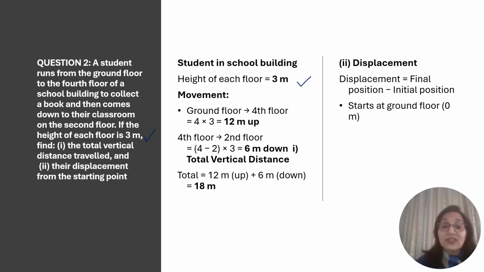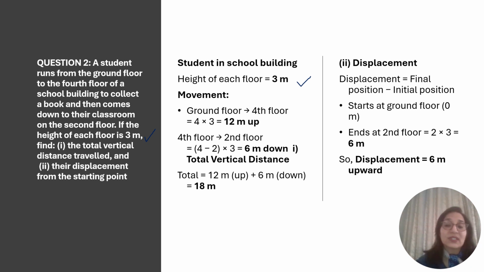So he starts at the ground floor, right? 0 meters. And he ends at where? He ends at the 2nd floor. So it is 2 into 3. So displacement will be how much here from the starting point? It is 6 meters upward. This you have to remember.